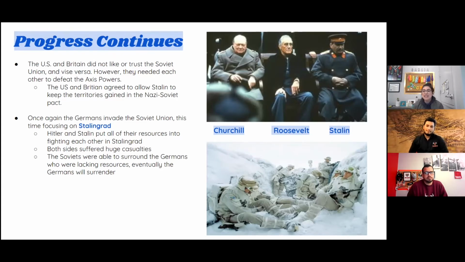Both sides are suffering huge casualties. Large numbers of their soldiers are dying during these battles. The Soviets were able to surround the Germans who were lacking resources, and eventually the Germans will surrender because if it's anything that the Soviets can do, it is survive. They have a huge population, and we will talk more about that later.